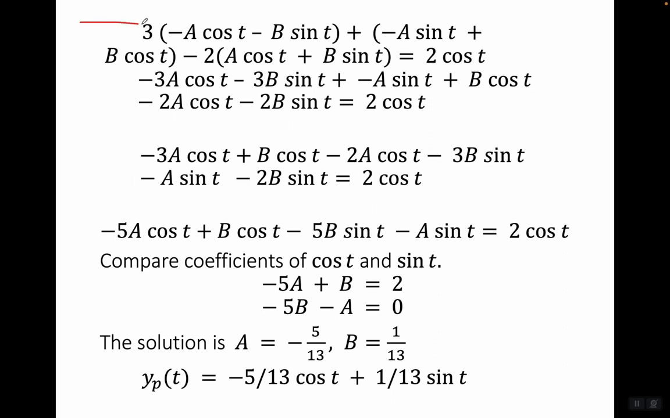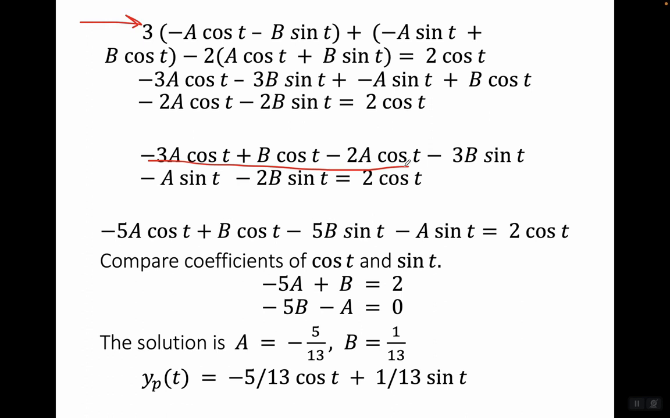So again, here's the equation we were looking at on the previous page. Let's distribute. We get negative 3a cosine t minus 3b sine t plus negative a sine t plus b cosine t minus 2a cosine t minus 2b sine t equals 2 cosine t. Let's combine the cosine t's: negative 3a cosine t plus b cosine t minus 2a cosine t. Let's combine the sine t's: minus 3b sine t, minus a sine t, minus 2b sine t, and all of that equals 2 cosine t. When we combine those, we get negative 5a cosine t plus b cosine t, minus 5b sine t minus a sine t equals 2 cosine t.